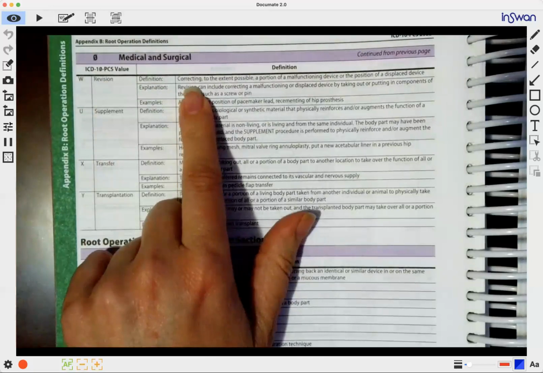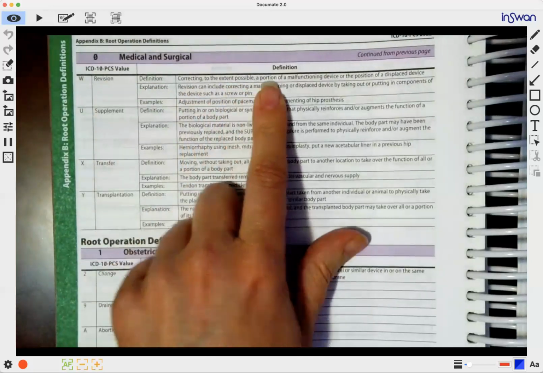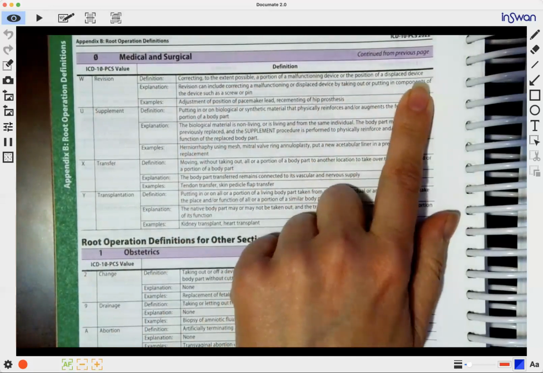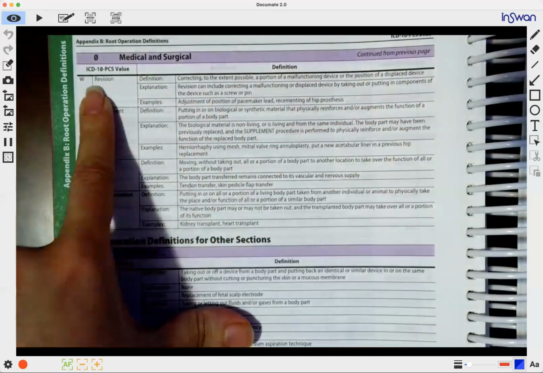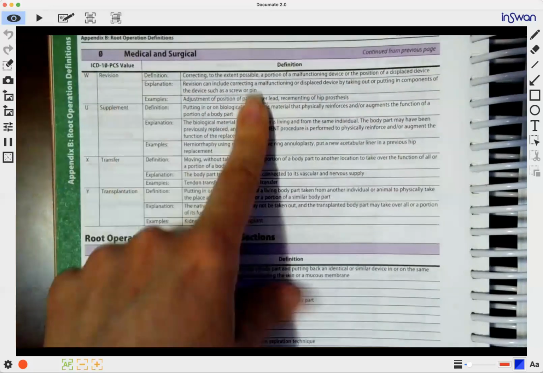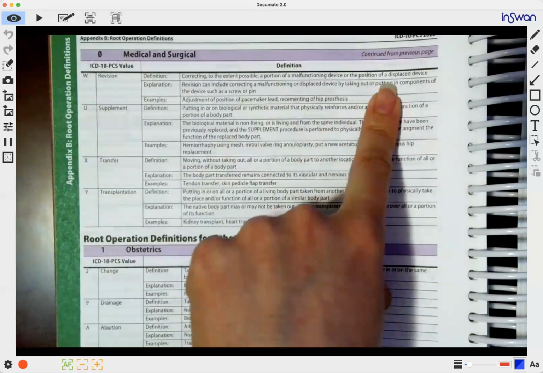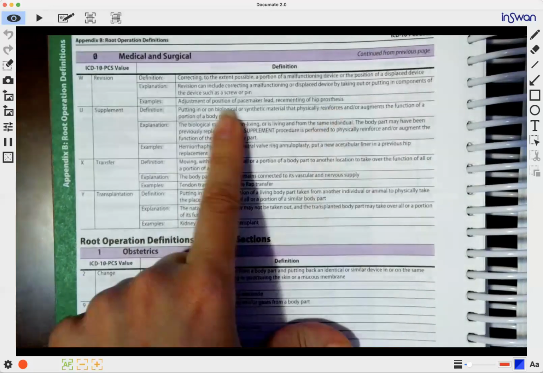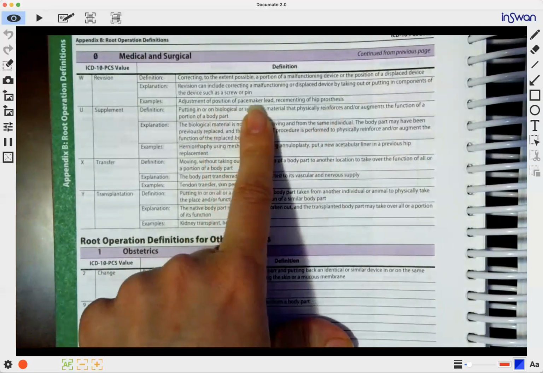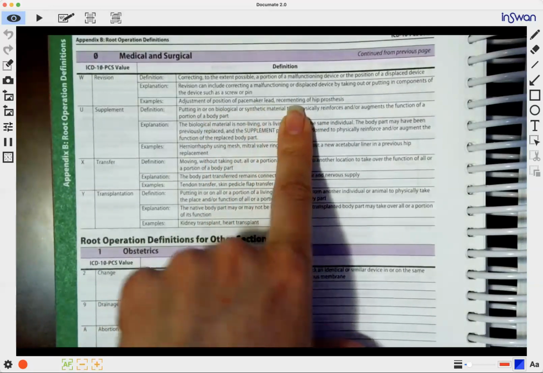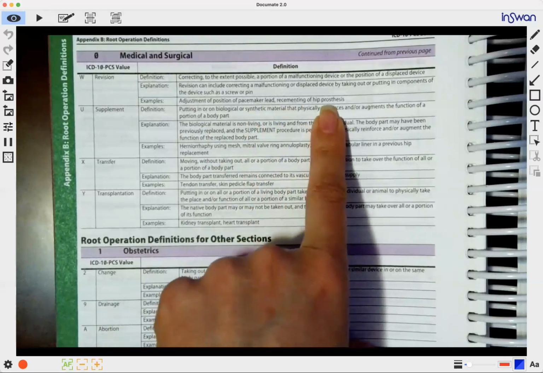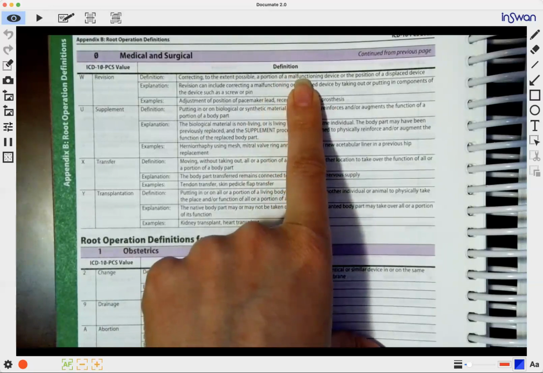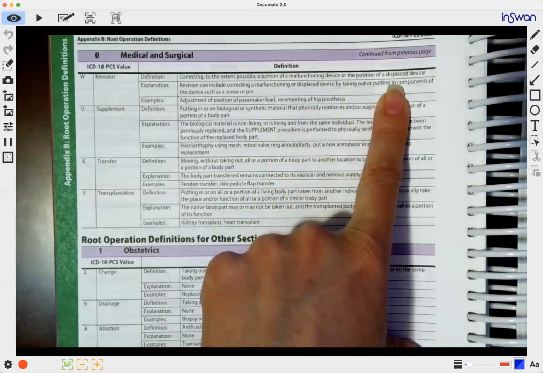So you're correcting something to the extent possible, a portion of a malfunctioning device or the position of a displaced device. Revision is another root operation where it always involves a device. So you can't just have a revision of a body part. It has to be a device. So they have adjustment of the position of a pacemaker lead, re-cementing of a hip prosthesis. So they're correcting to the extent possible a portion that's malfunctioning, or the position of the device.